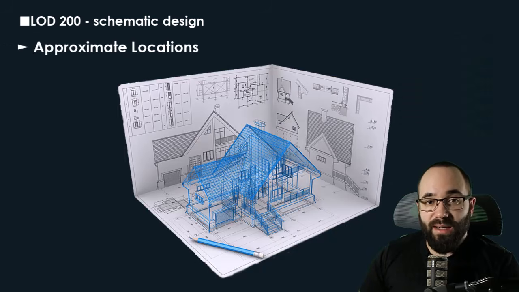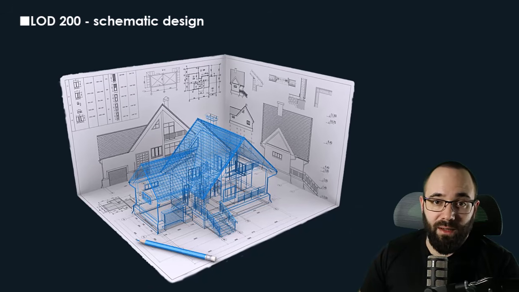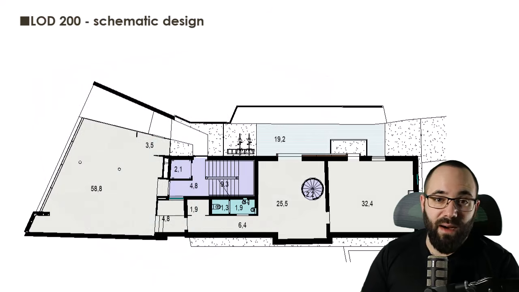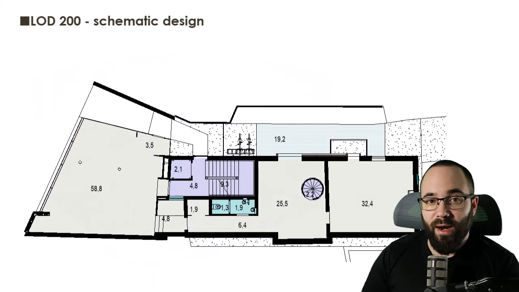Next, we have approximate locations. So for LOD 200, we introduce information about the location of elements within the design. While not precise, it does provide a better understanding of where components will be placed in the building.